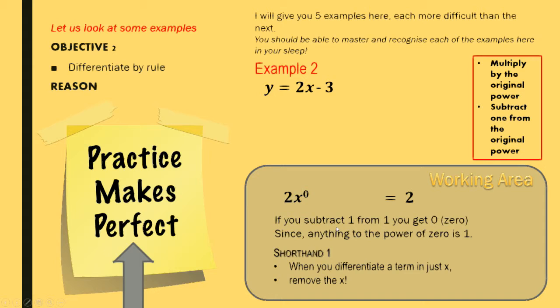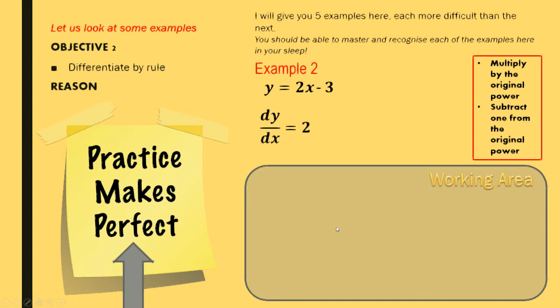And there's a shorthand rule. When you differentiate a term that has just got an x variable at the end, you generally just remove the x. It's a shorthand way of doing it. I've showed you why it happens, but as you're doing it, you'll just look at it and go, I'll remove the x off, and you're just left with the number. So that gives me dy by dx equals 2 to start off with.